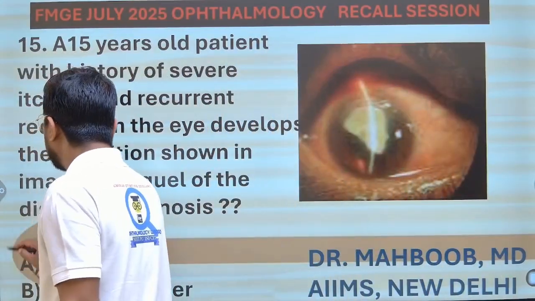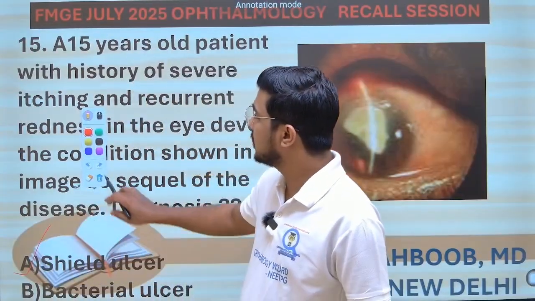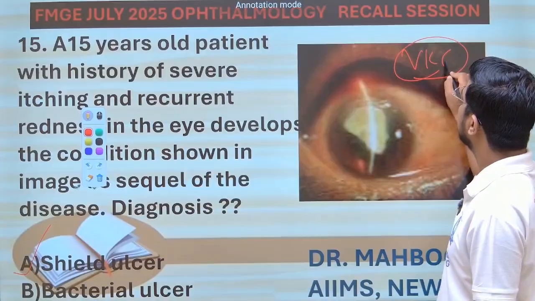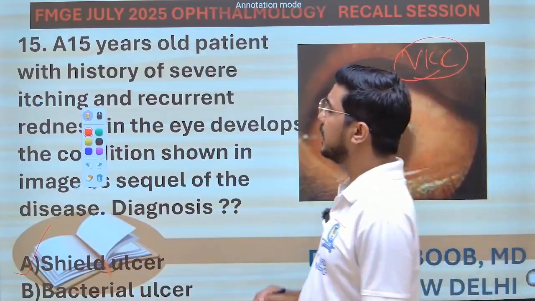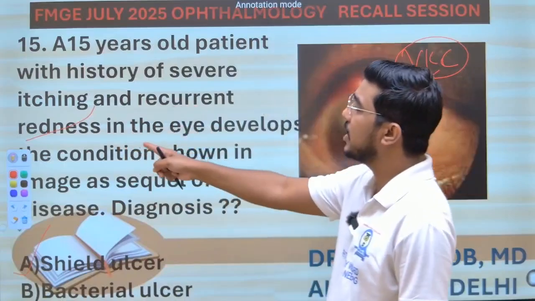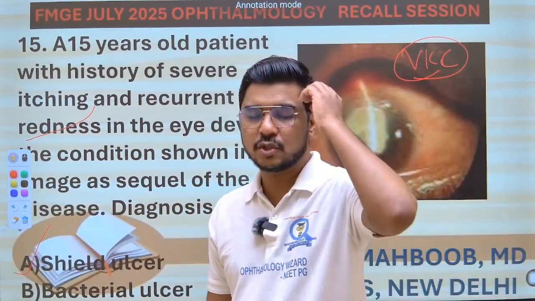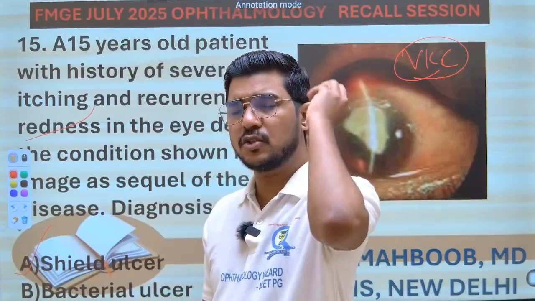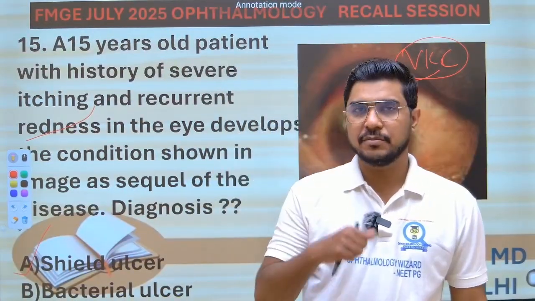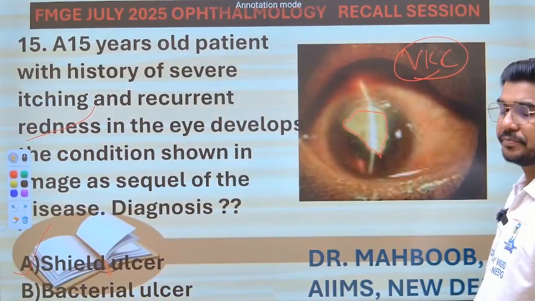This is a VKC question, so the answer is shield ulcer. This patient has VKC, vernal keratoconjunctivitis. Why? Because there is recurrent redness and recurrent itching, which is the diagnosis of VKC. So many times VKC has been asked in so many forms. So VKC is a very important topic for FMG, right? This is what we call a shield ulcer.